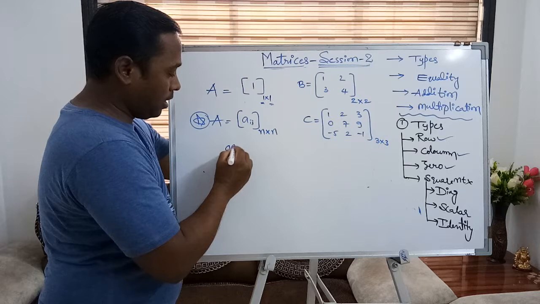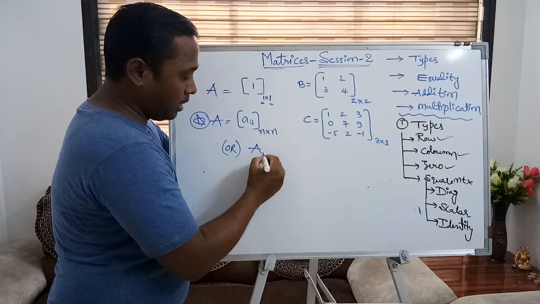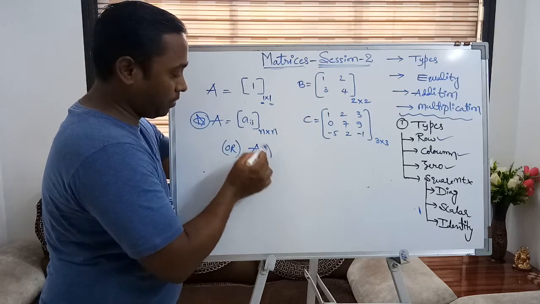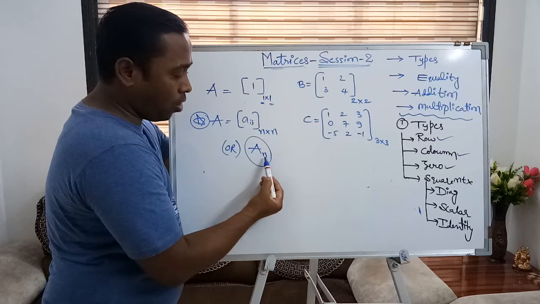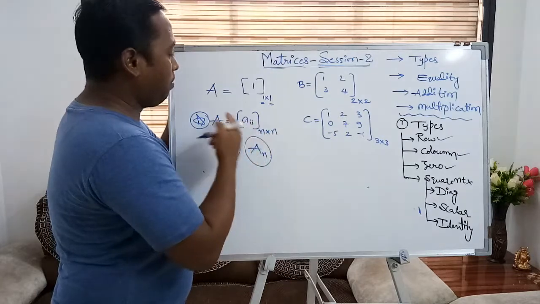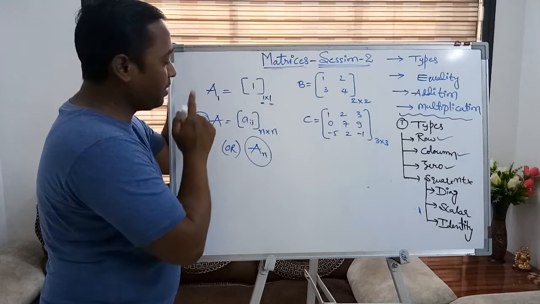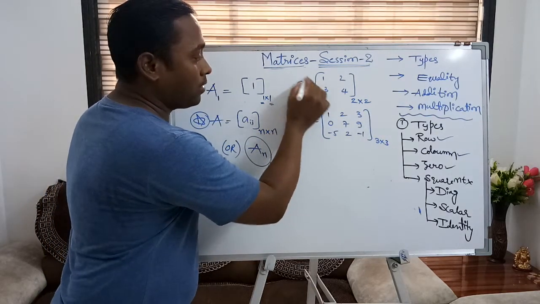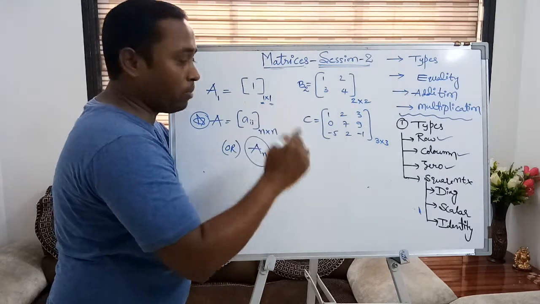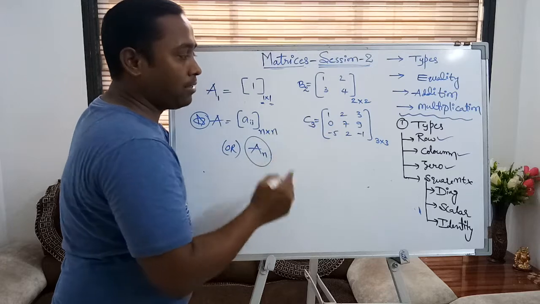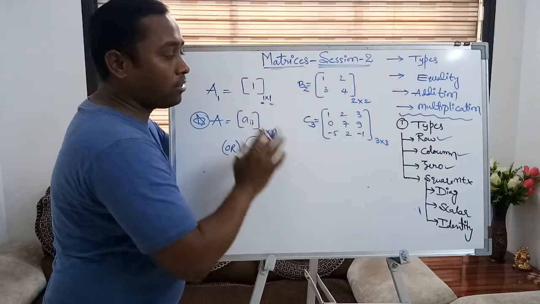In some texts, the square matrix of order n is represented by An. When I say An, it means the number of rows and columns are both the same. For example, to write the order of the first matrix, I can write A1. It means 1 row, 1 column. For the second matrix, I can write B2, which means B is a 2 by 2 matrix. C3 means C is a 3 by 3 matrix. So it's a symbolic notation of writing a square matrix.